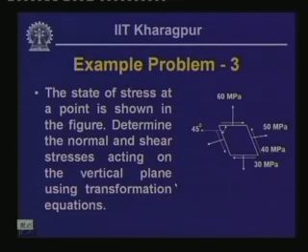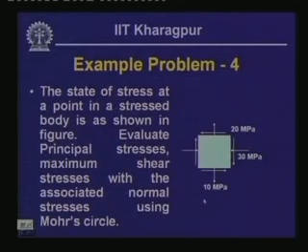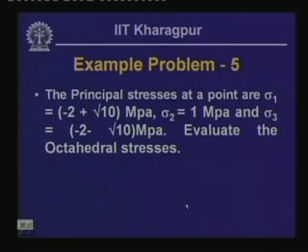Well, I have set a few more problems for you which we can discuss in the next class. The state of stress at a point is shown in the figure. Determine the normal and shear stresses acting on the vertical plane using transformation equations. This is the state of stress at a point in a stressed body. You will have to evaluate the principal stress, the maximum shear stress and the associated normal stress using Mohr circle. These are the values of the principal stresses at a particular point. You will have to evaluate the octahedral stresses.